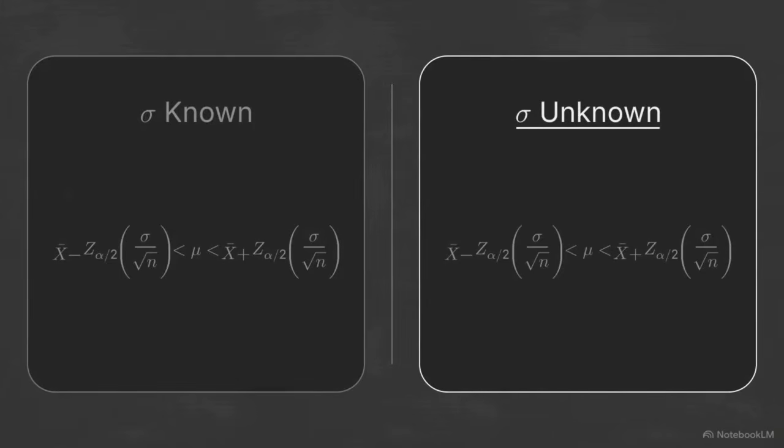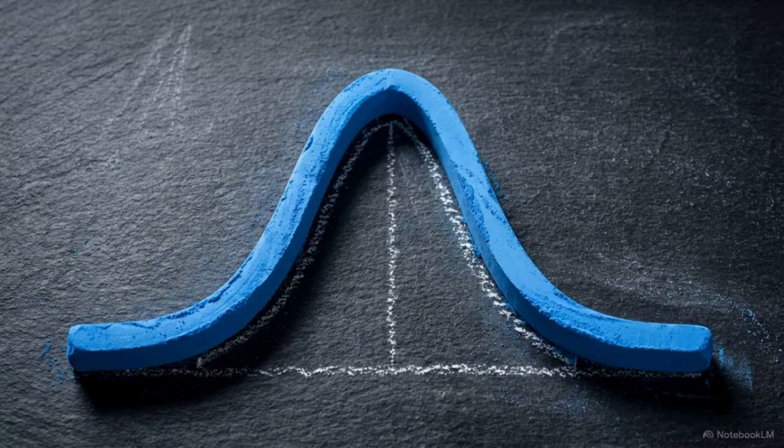We must swap the z-critical value for a t-value, and the population standard deviation for the sample standard deviation. While the z-interval provides the necessary conceptual architecture, it is the t-distribution that equips us to analyze the messy, incomplete reality of field data.